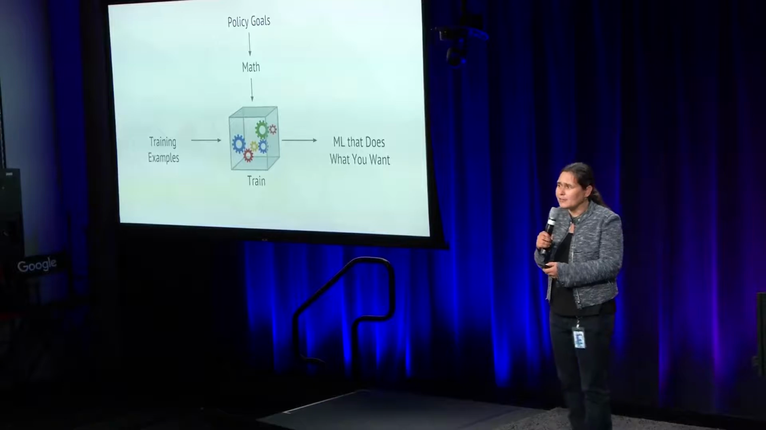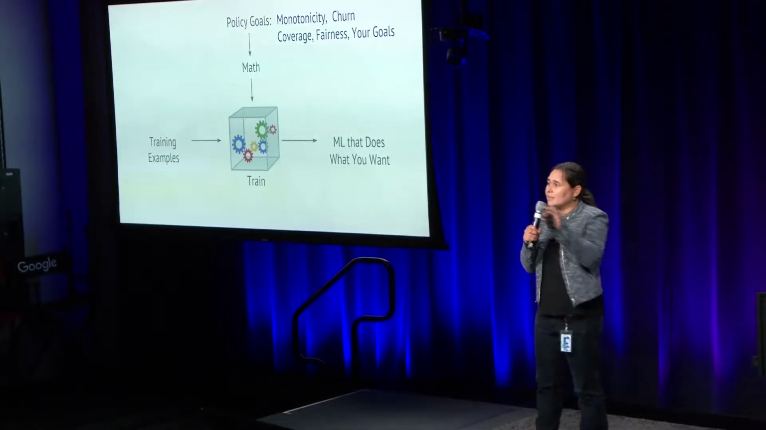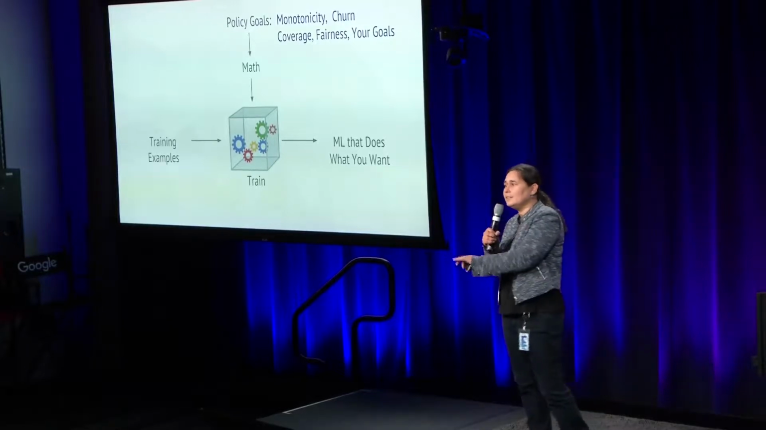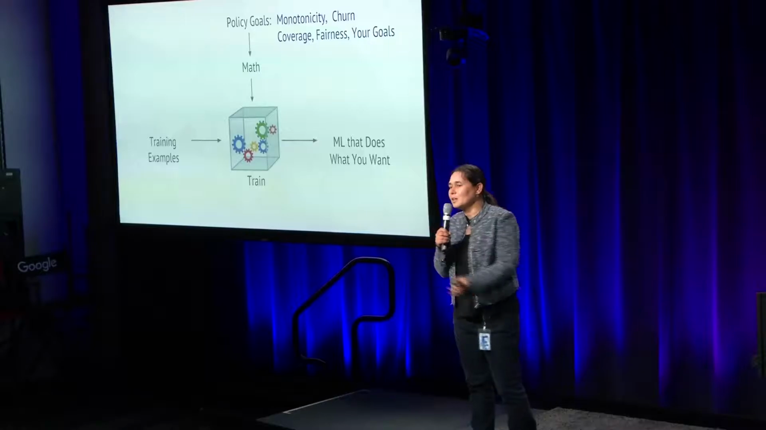So I'm going to talk about a few different kinds of goals. I'll talk first about monotonicity, and then I'll talk about a separate set of goals, churn, coverage, fairness, that we can do in a slightly different way. But really part of the question here, and what I hope to inspire you to think about, is what are your goals? What do you wish you could control machine learning to do? Let's not just say, oh, it's a black box. Let's be proactive about what we want it to do.